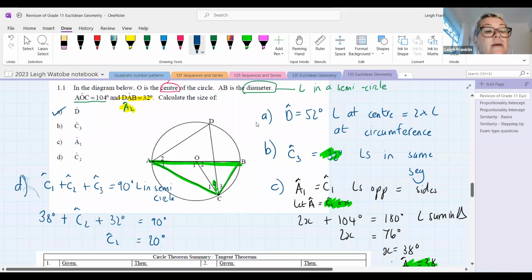Okay, is that making sense to everybody? C2 is 20, yes it is.